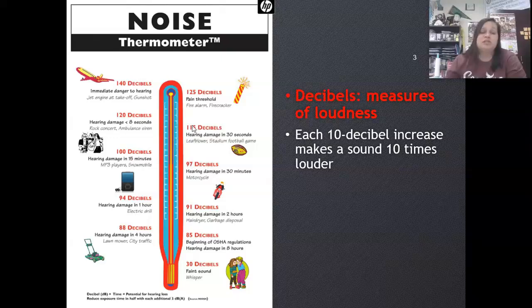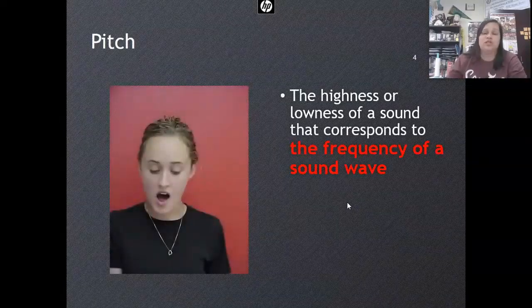But something really loud, like a firecracker going off right by you, that's 125 decibels, and that can cause hearing damage immediately. Or being near a gunshot or a jet engine that's taking off. A lawnmower, even prolonged sounds, the higher the decibel, the greater the damage can cause to your ears.